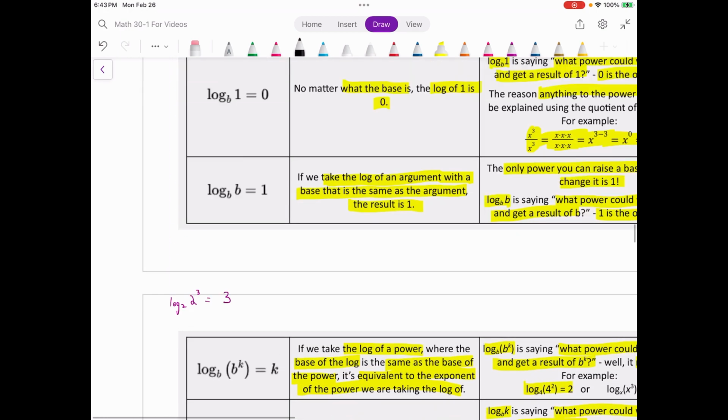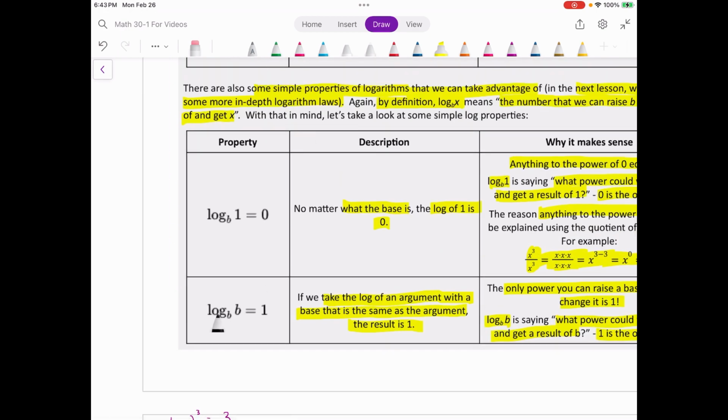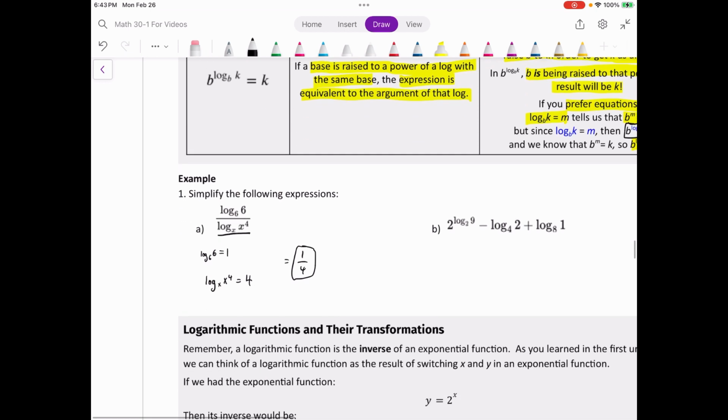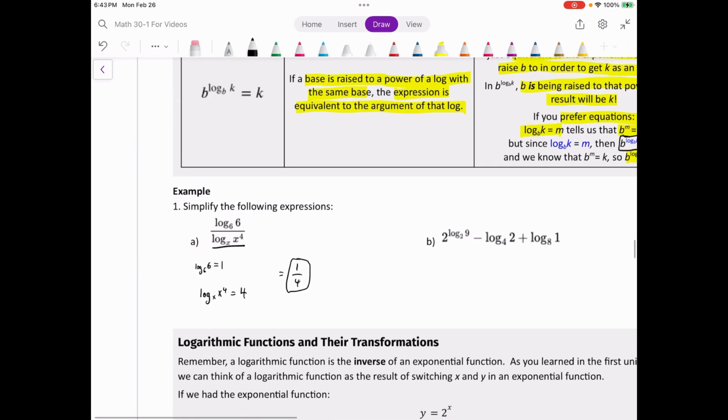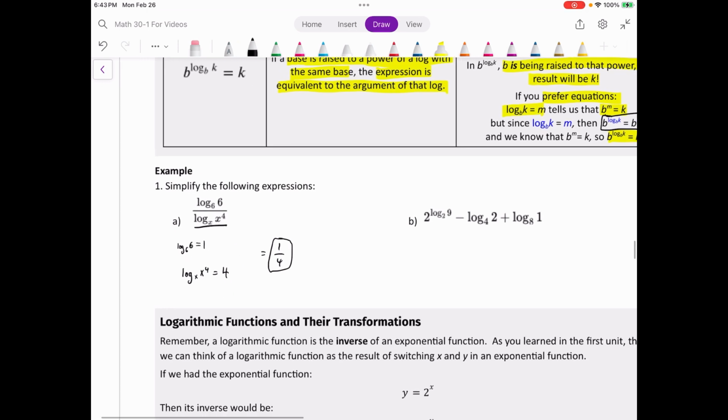All we used there was this basic log property. Again, notice, it's not like we said, oh, by this log property. We just kind of thought about it. b to the 1 equals b, right? 6 to the 1 equals 6. So log base 6 of 6 is 1. Similarly here, we were using this log property, but again, we were just thinking about it. b to the power of k would have to equal b to the k. So log base b of b to the k is just k, right? Same thing here. Log base x of x to the power of 4 is just equal to 4, because x to the power of 4 equals x to the power of 4.